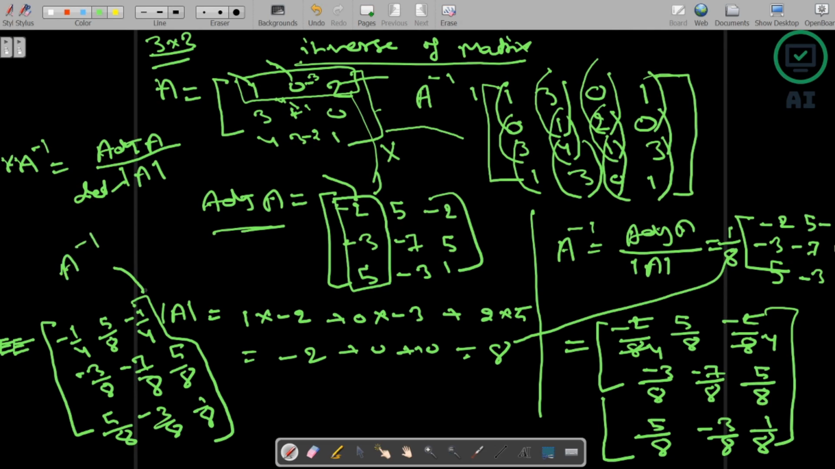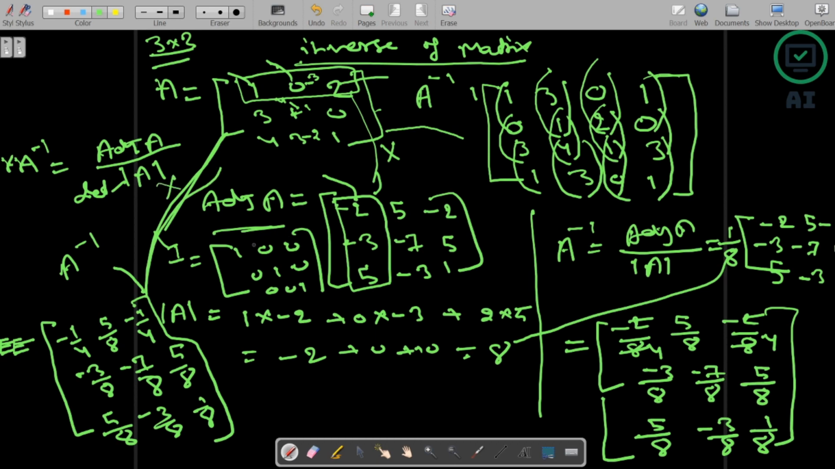If you multiply this A inverse with A, you will get an identity matrix, which is in the form of 1 0 0, 0 1 0, 0 0 1. Just do the matrix multiplication and prove it. So I have explained what the inverse of a matrix is and how to calculate the inverse of a matrix.